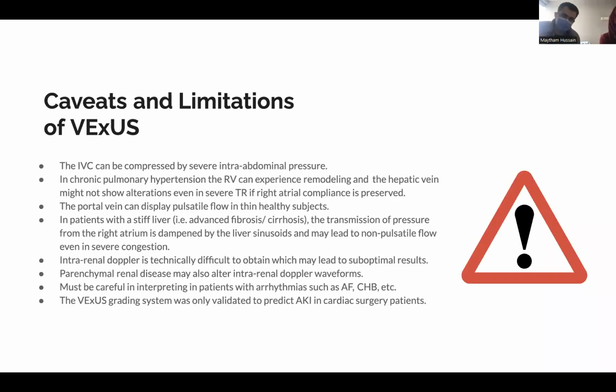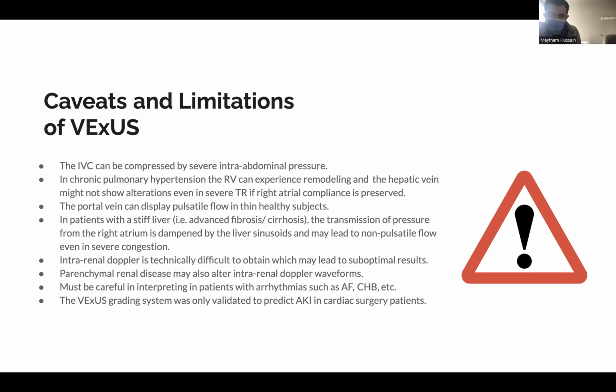Yeah, so we'll talk about some of the caveats and limitations to VExUS. Sometimes in patients with increased intra-abdominal pressure, you might get compression of the IVC, and that does not necessarily mean that the IVC on its own wouldn't have been distended and non-collapsible. In patients with chronic pulmonary hypertension, the RV and the RA can experience some forms of remodeling, and as a result of that, they might develop compliance.